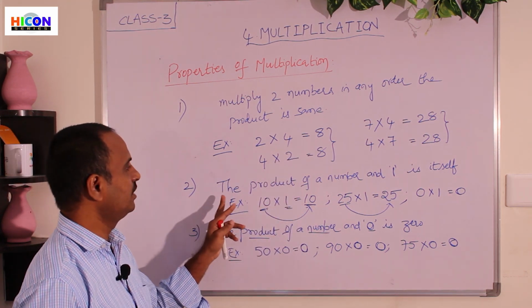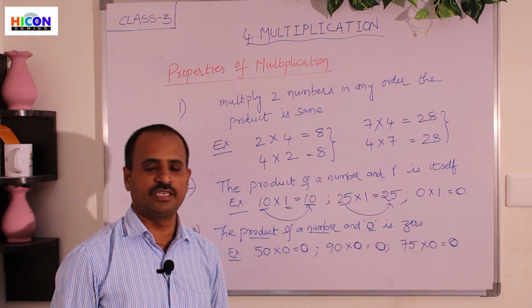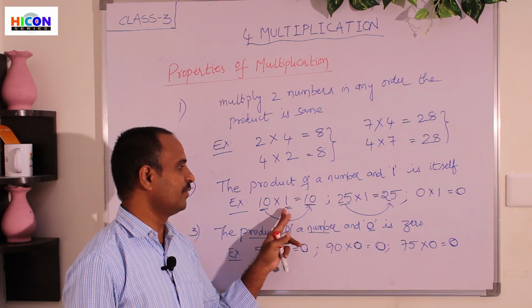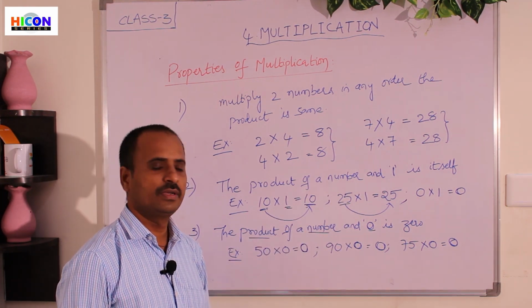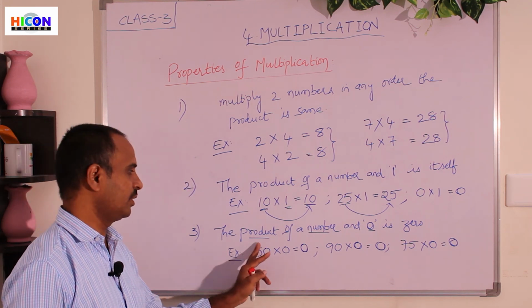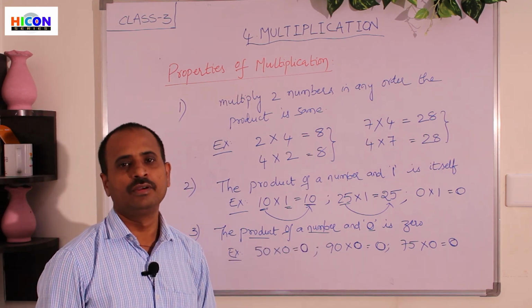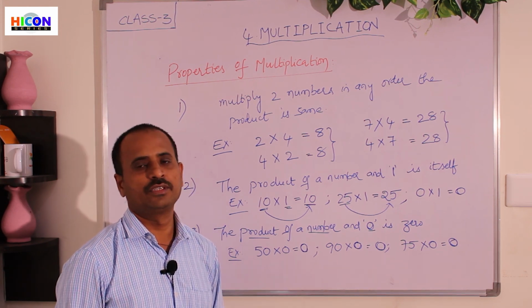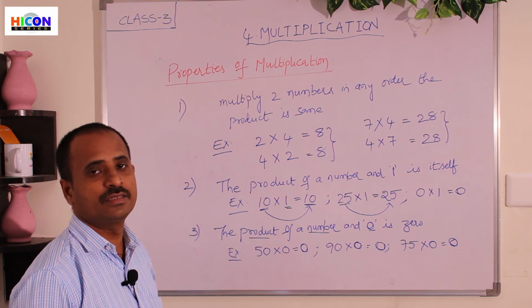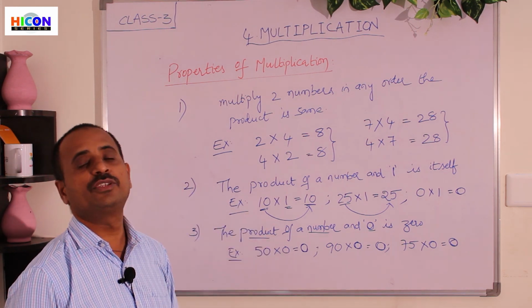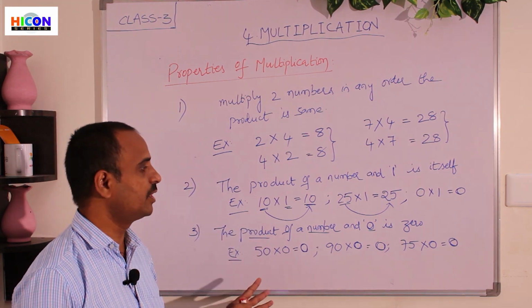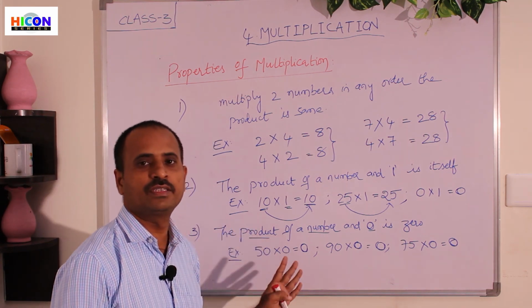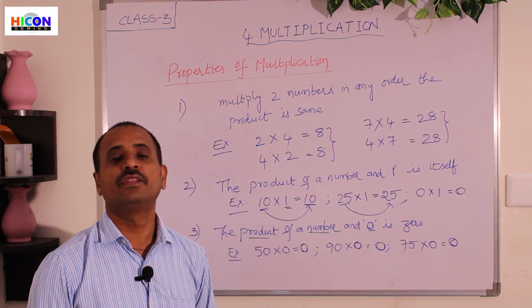Next, see the second one, the product of a number and one is itself. So if you multiply any number with one, you will get the same number. See the third property, the product of a number and 0 is 0. So if you multiply any number with 0, you will again get 0. So children, remember these properties and note down these three properties in your notebook. These are helpful to us in solving problems in the exercise part.